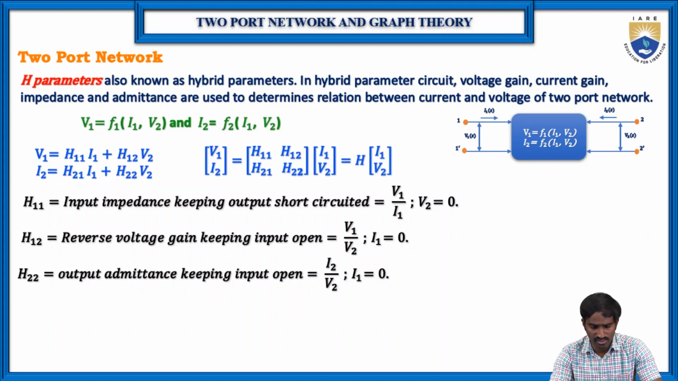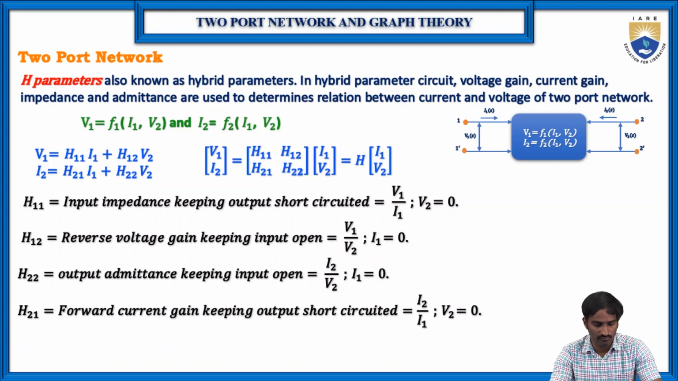So keeping the input open circuit, H22 is I2 by V2. Then finally H21 is the forward current gain keeping the output short circuited, which is I2 by I1. Output short circuit is nothing but V2 equal to 0, because here we cannot make an open circuit, since I2 and I1 both are there. If you make the input open circuit, then I1 becomes 0, and output open circuit makes I2 become 0. So instead of that we make the output a short circuit. So this is the way to find the various parameters.